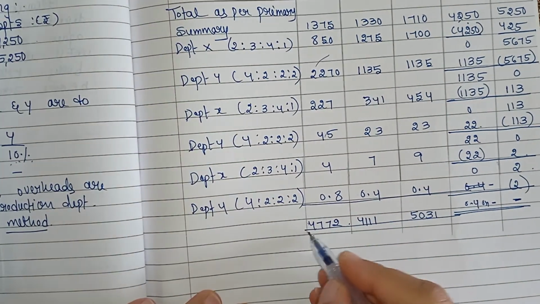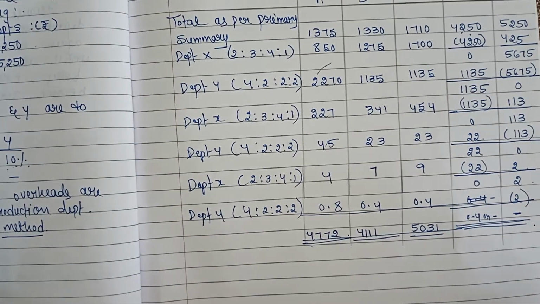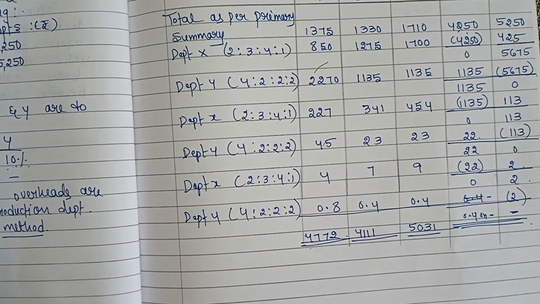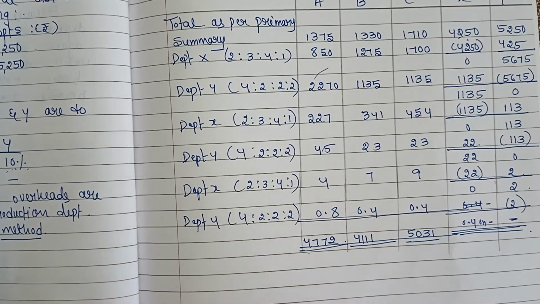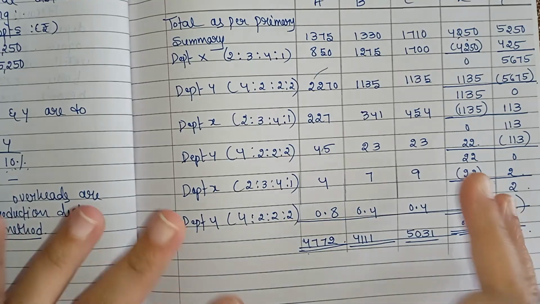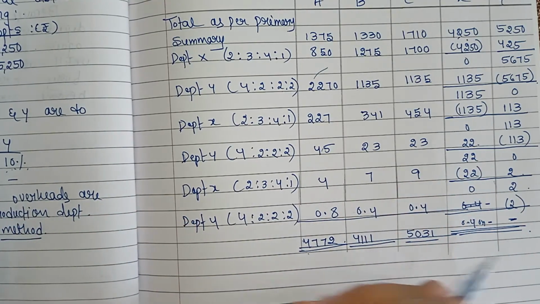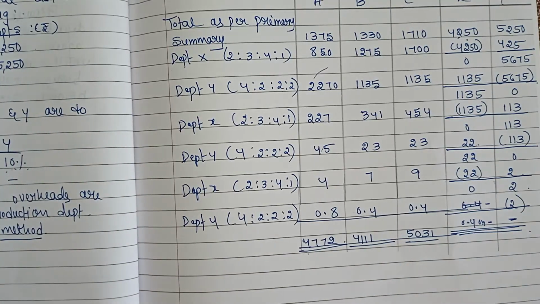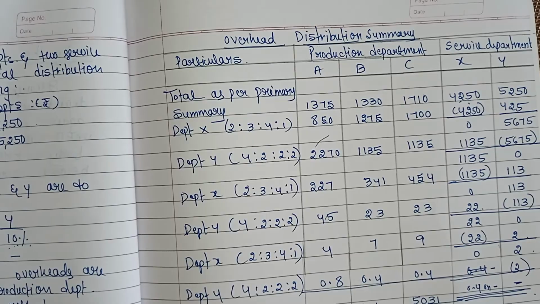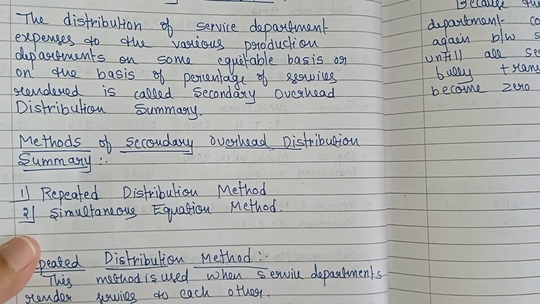Clear? This is what the repeated distribution method is. Here the service department overheads, we need to redistribute until the balance of service departments becomes 0 or negligible. This method is very simple, right? In this way we need to solve the problem under the repeated distribution method. I hope this problem is clear to you all. So in the next class we will learn about the simultaneous equation method.